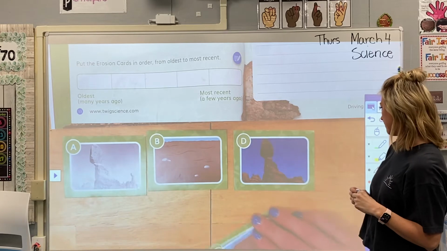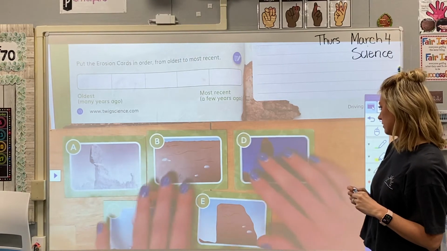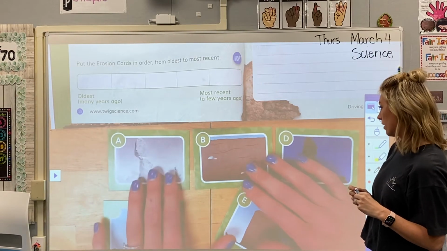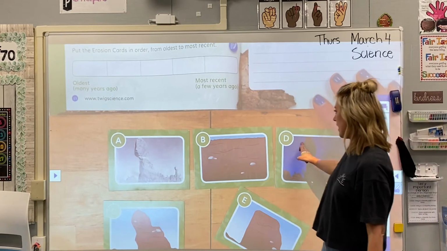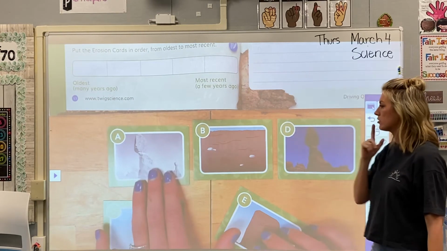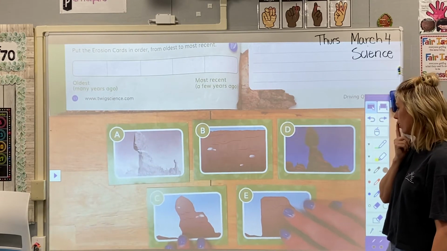So, okay. A little glare on that. There's a lot going on here. I noticed that the A and the D card are the same as the pictures at the top of our page, which is kind of cool.